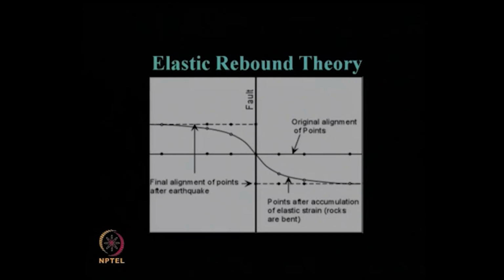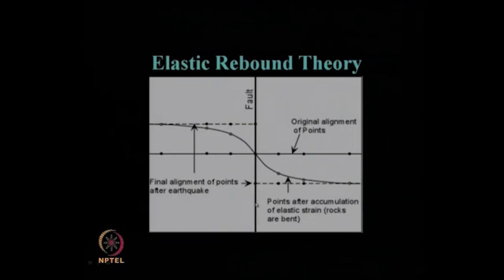So, this is the pictorial representation of this elastic rebound theory. Suppose we have a fault over here like this, and the original alignment of the points across the fault is like this, where these are the dotted marks initially, before there is a movement between the two plates. So, this is one plate, this is another plate, which were initially together, but there was a weaker zone between the two plates, which is known as a fault like this.